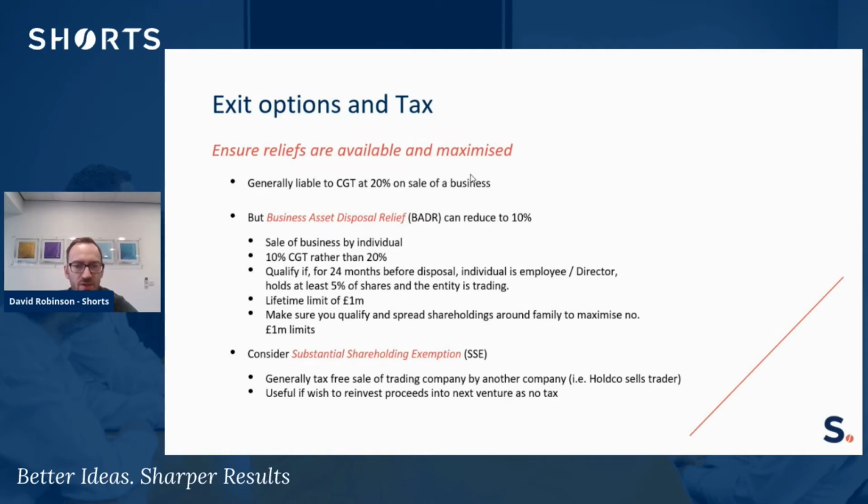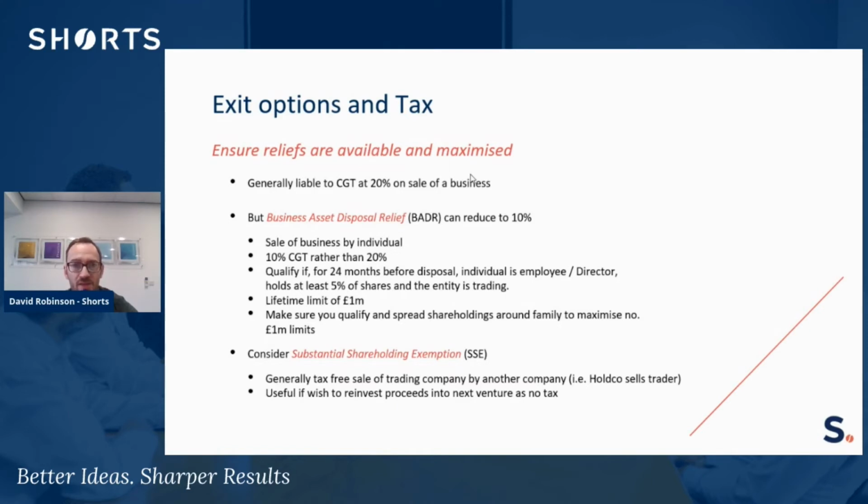However, there is a reduced rate of 10% if you qualify for something called business asset disposal relief. This used to be called entrepreneurs relief, which you may be more familiar with. So that's a reduced 10% capital gains tax rate that you can have on up to £1 million of lifetime gains currently. To qualify, you need to have at least 5% of the business, and you need to be an employee or director, and you need to have that for at least 2 years. So those are the general conditions that need to be met.